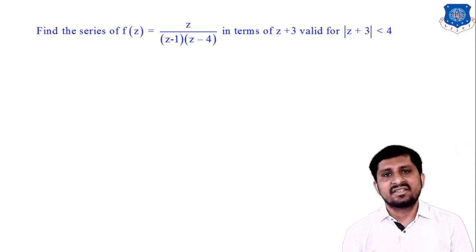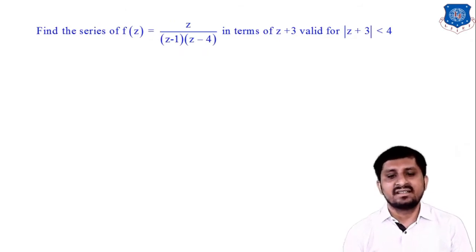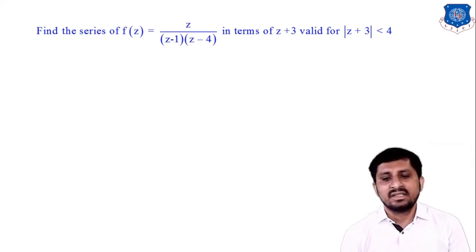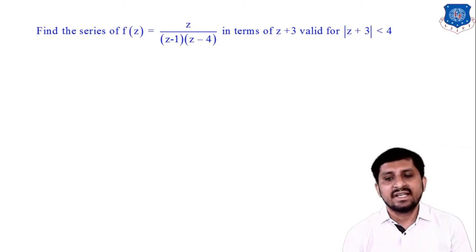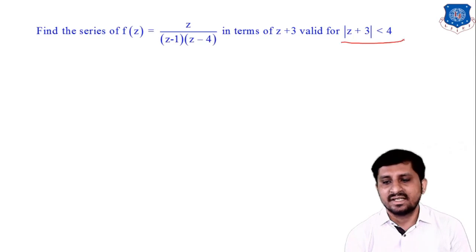So in today's lecture, this is my first example. Find the series of f(z) = z / ((z - 1)(z - 4)) in terms of z + 3, valid for the region. The region is already given: |z + 3| < 4.